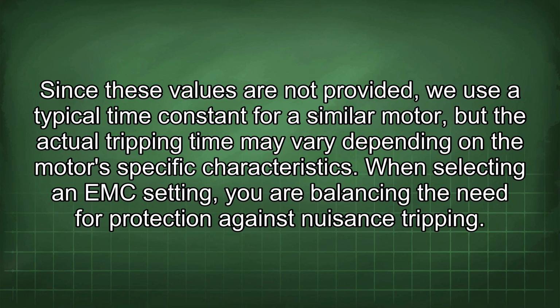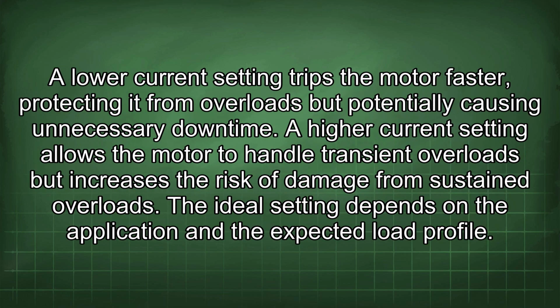When selecting an EMC setting, you are balancing the need for protection against nuisance tripping. A lower current setting trips the motor faster, protecting it from overloads but potentially causing unnecessary downtime. A higher current setting allows the motor to handle transient overloads but increases the risk of damage from sustained overloads. The ideal setting depends on the application and the expected load profile.